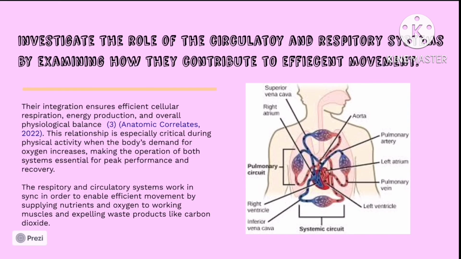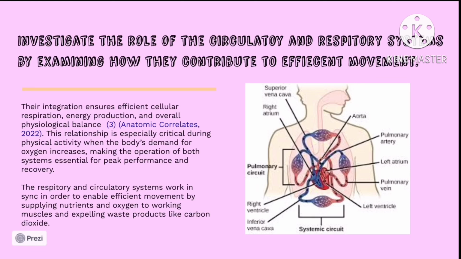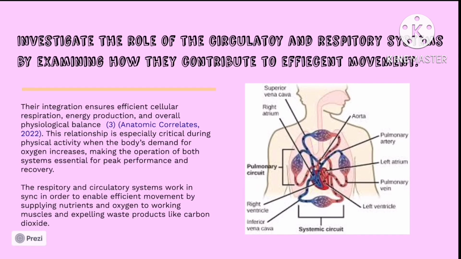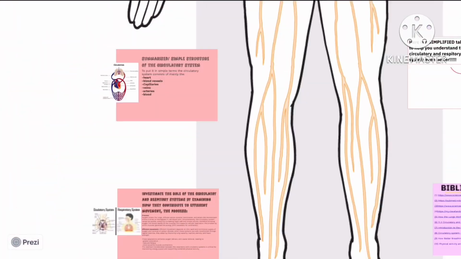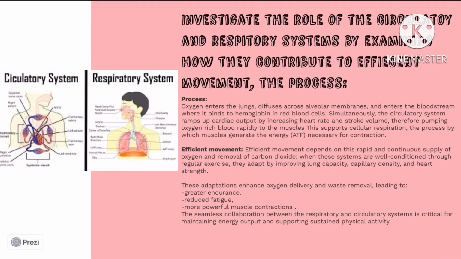The respiratory and circulatory systems work in sync to enable efficient movement by supplying nutrients and oxygen to working muscles and expelling waste products like carbon dioxide. The process: oxygen enters the lungs, diffuses across alveolar membranes, and enters the bloodstream, where it binds to hemoglobin and red blood cells.